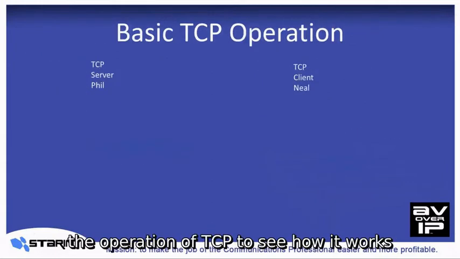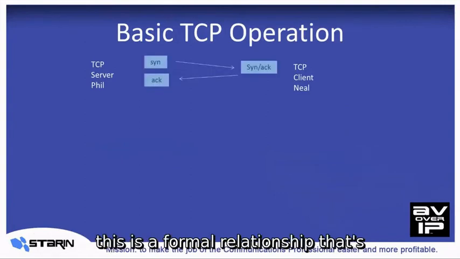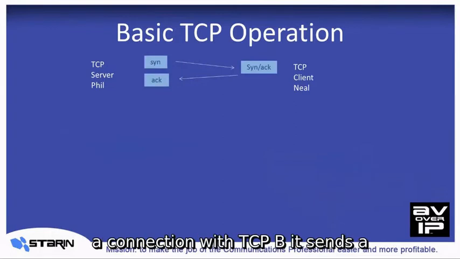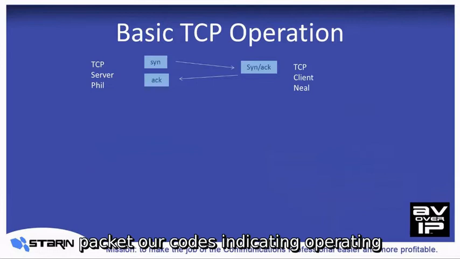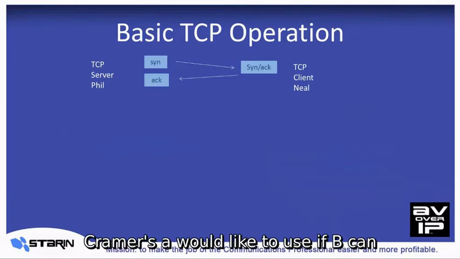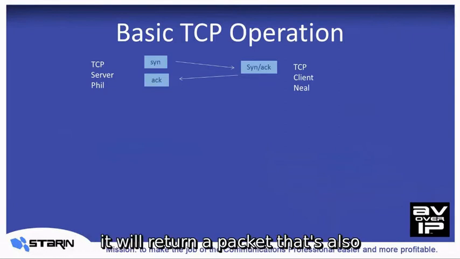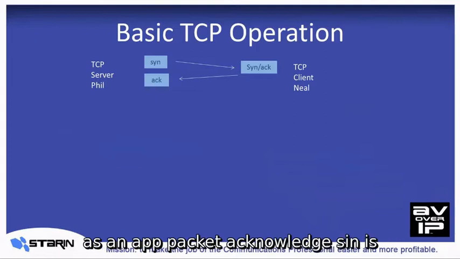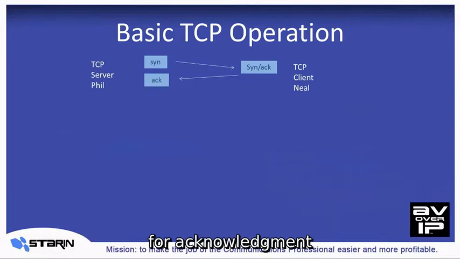So now let's turn to the operation of TCP to see how it works. First thing that happens is, remember this is a formal relationship that's established. When TCP/A wishes to establish a connection with TCP/B, it sends a packet called a SYN packet. You can see that going to the right. Within this packet are codes indicating operating parameters A would like to use. If B can abide by those parameters and has the storage, processing capability, and so forth, it will return a packet that's also marked as a SYN packet, but also marked as an ACK packet, acknowledge. SYN is short for synchronization, ACK is short for acknowledgement.